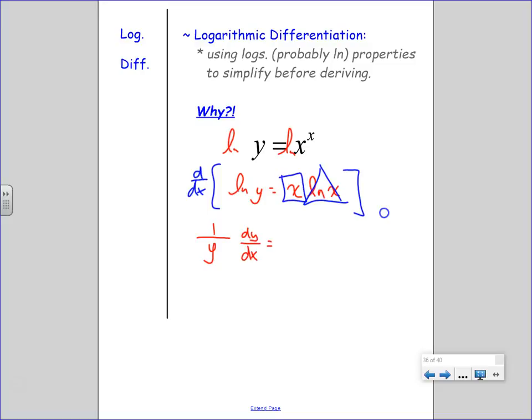1 over y dy dx is equal to second times first, which is just ln of x times 1, plus first times second, which is x times 1 over x times 1.